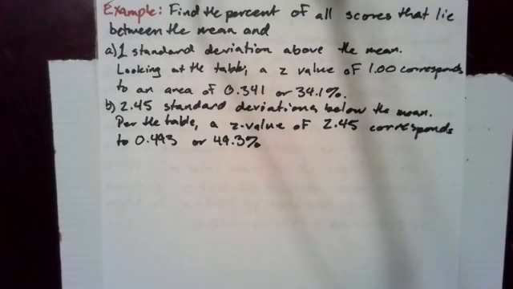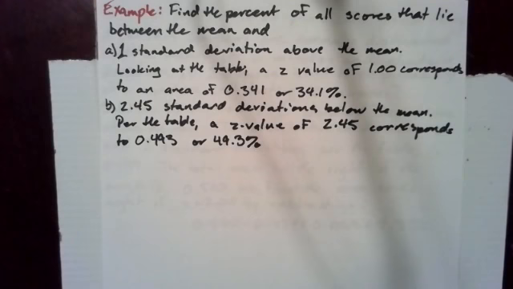For example, find the percent of all scores that lie between the mean and A, one standard deviation above the mean. Looking at the table, a z-value of 1.00, one standard deviation, corresponds to an area of 0.341 or 34.1%.